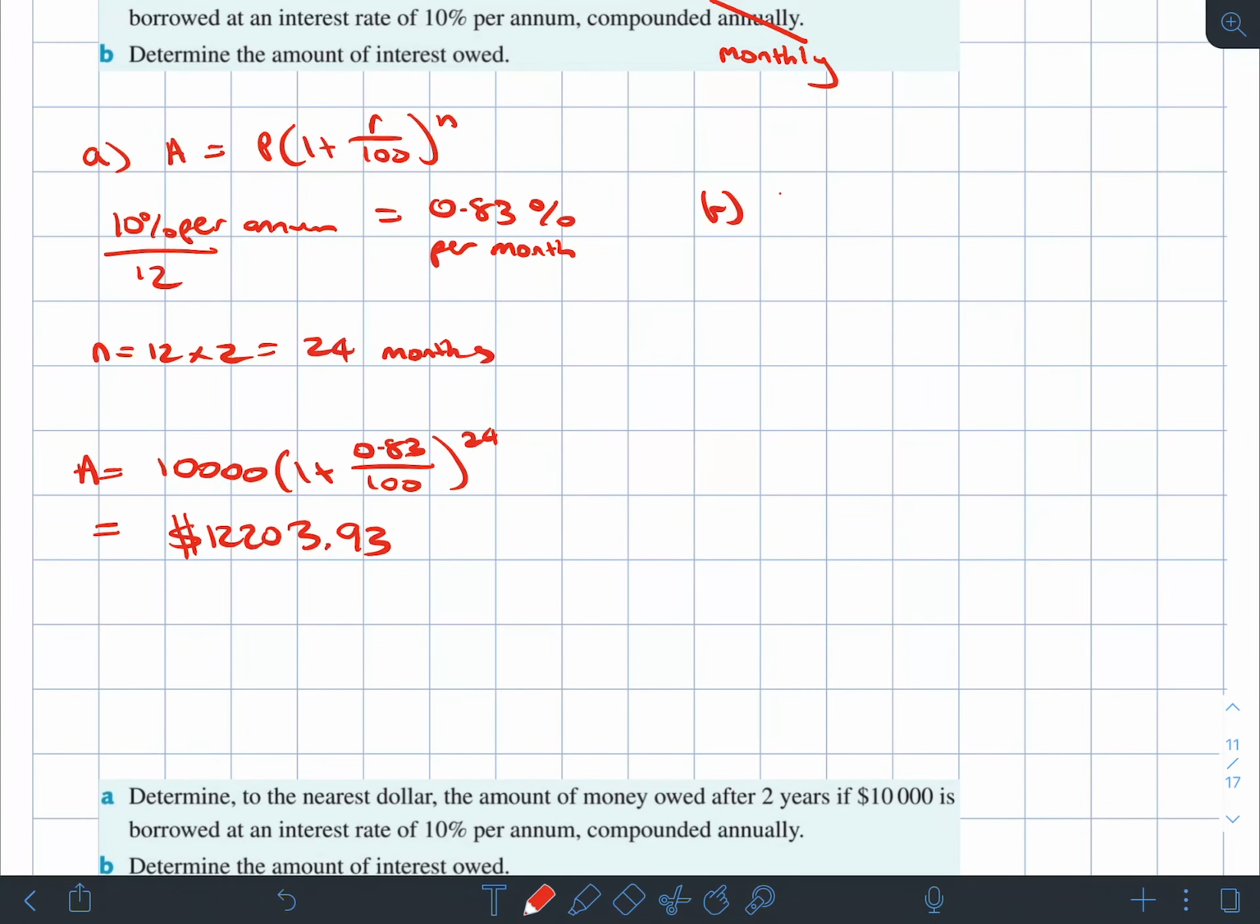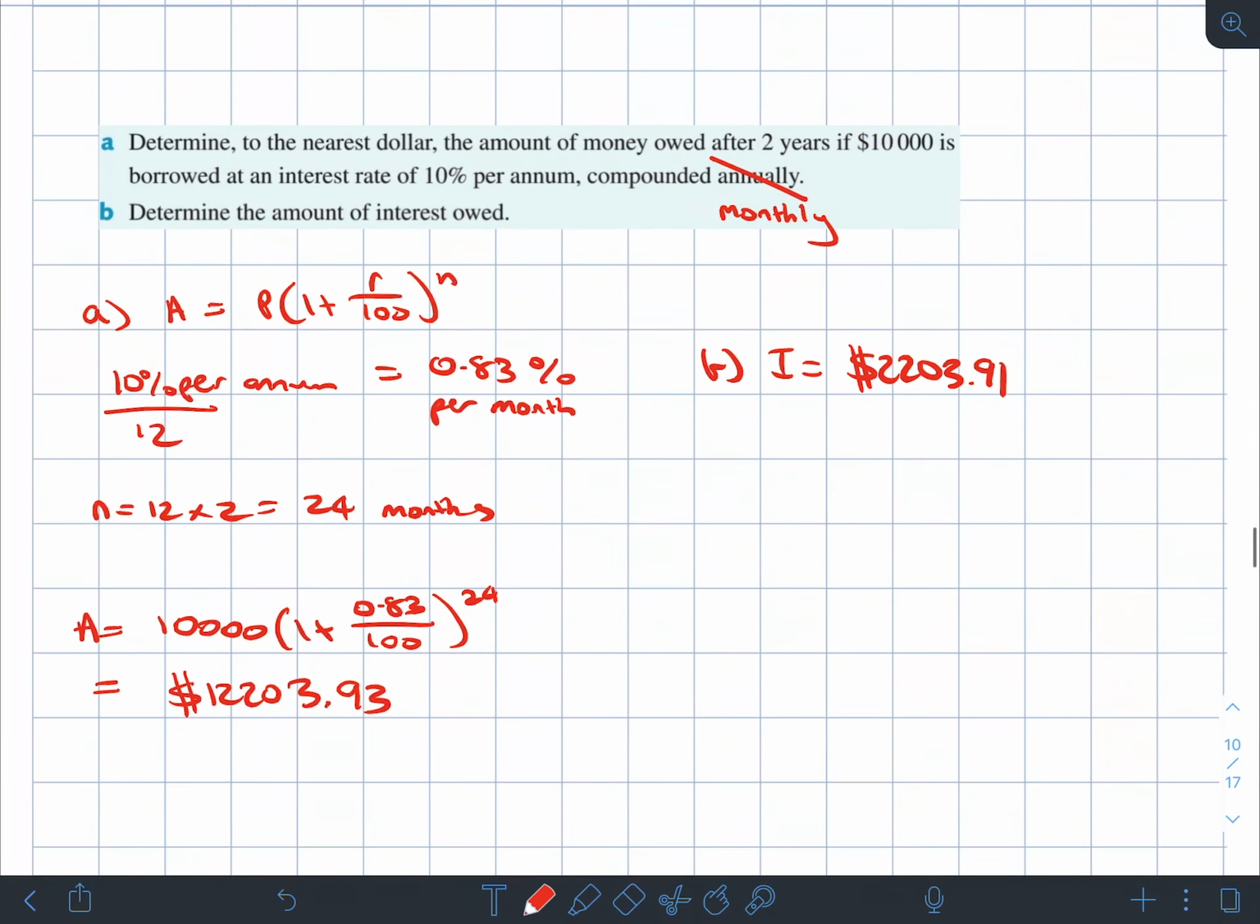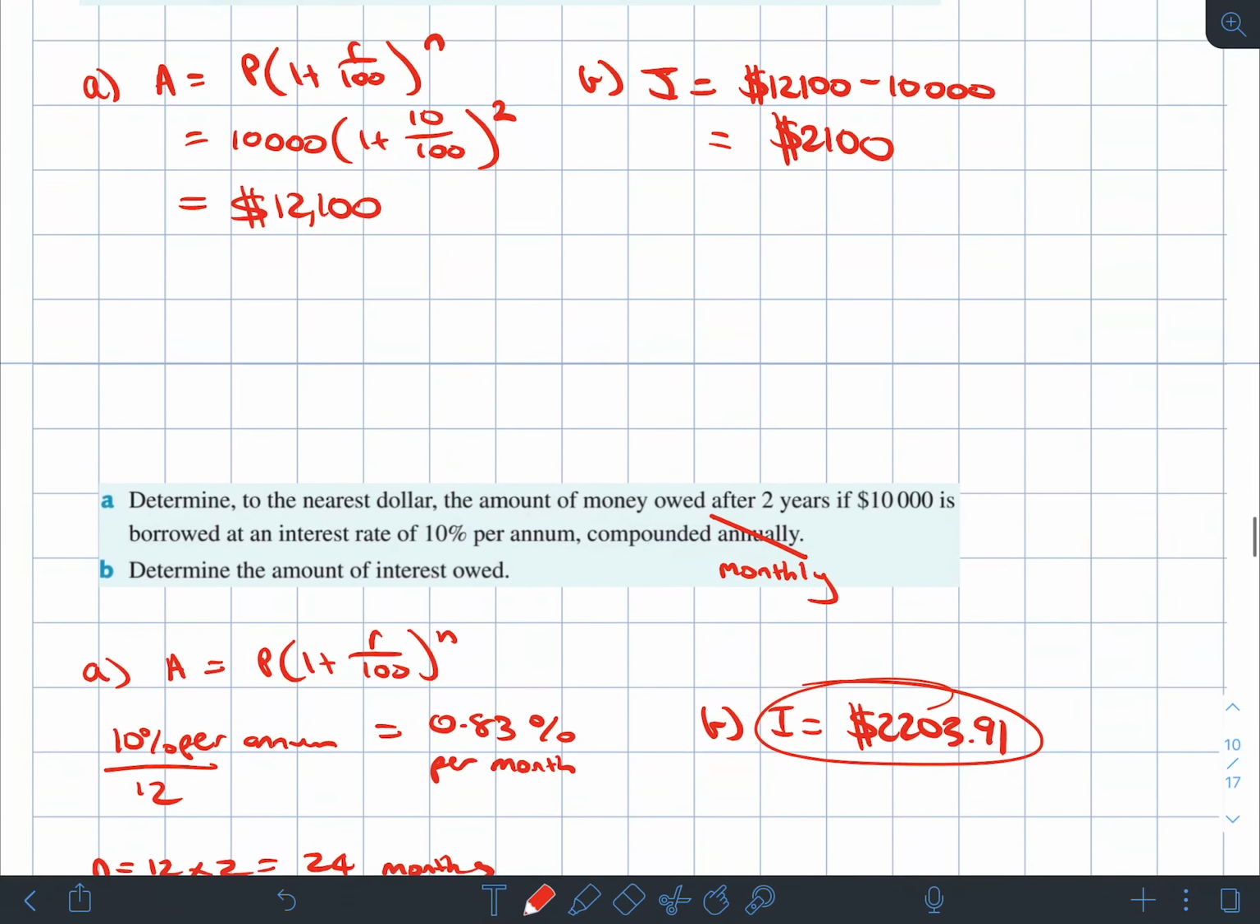Then just determining the interest, it's the difference between the principal and the amount, which is $2,203.91. So if we compare that with this one up here, we can see that compounding monthly in this case has given us an extra $103.91 compared to just $2,100 extra. And this is why we compound monthly, because the amounts end up coming out larger.